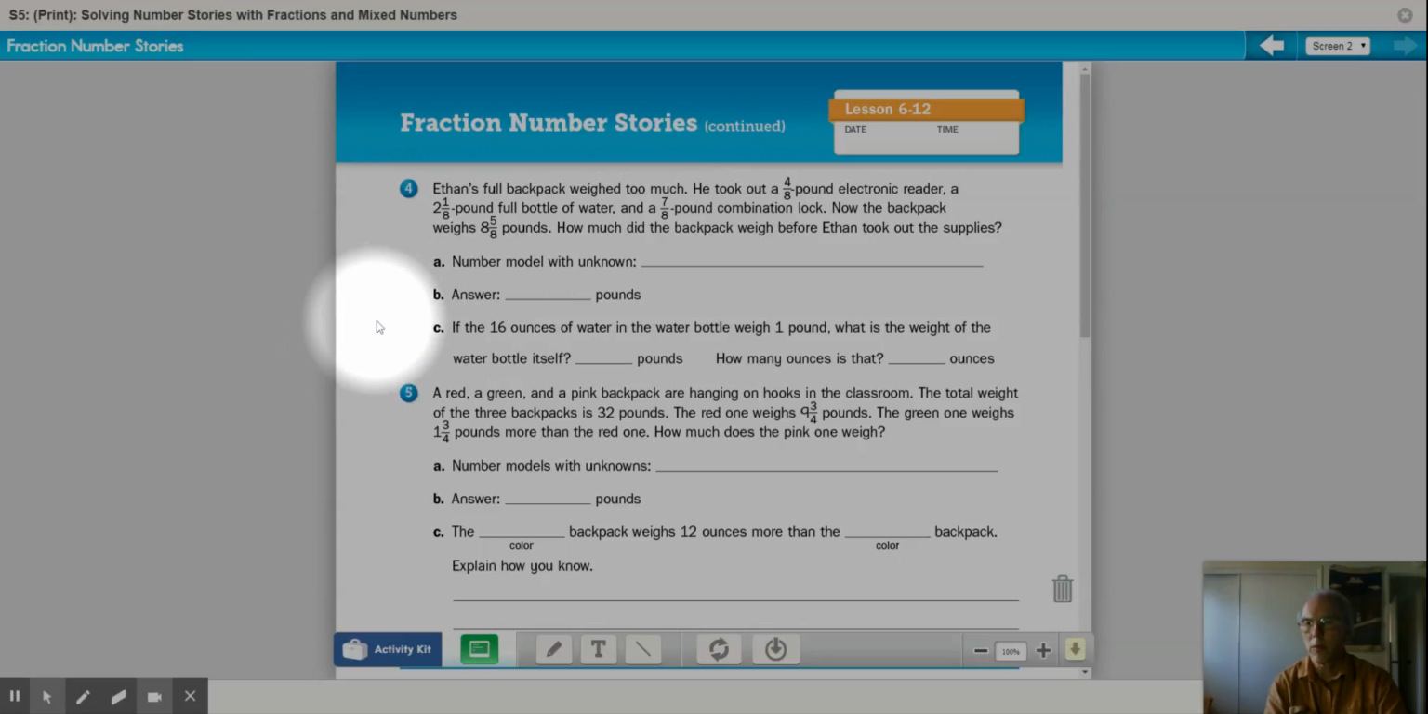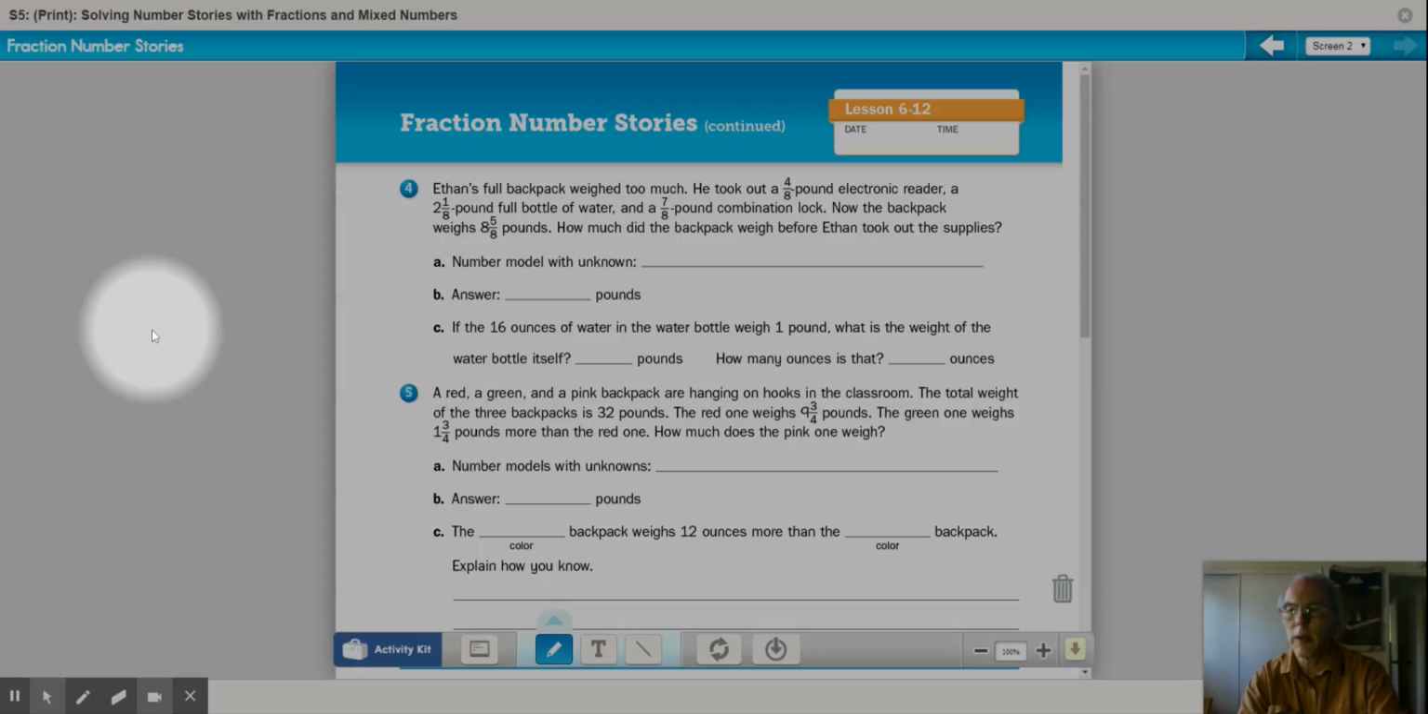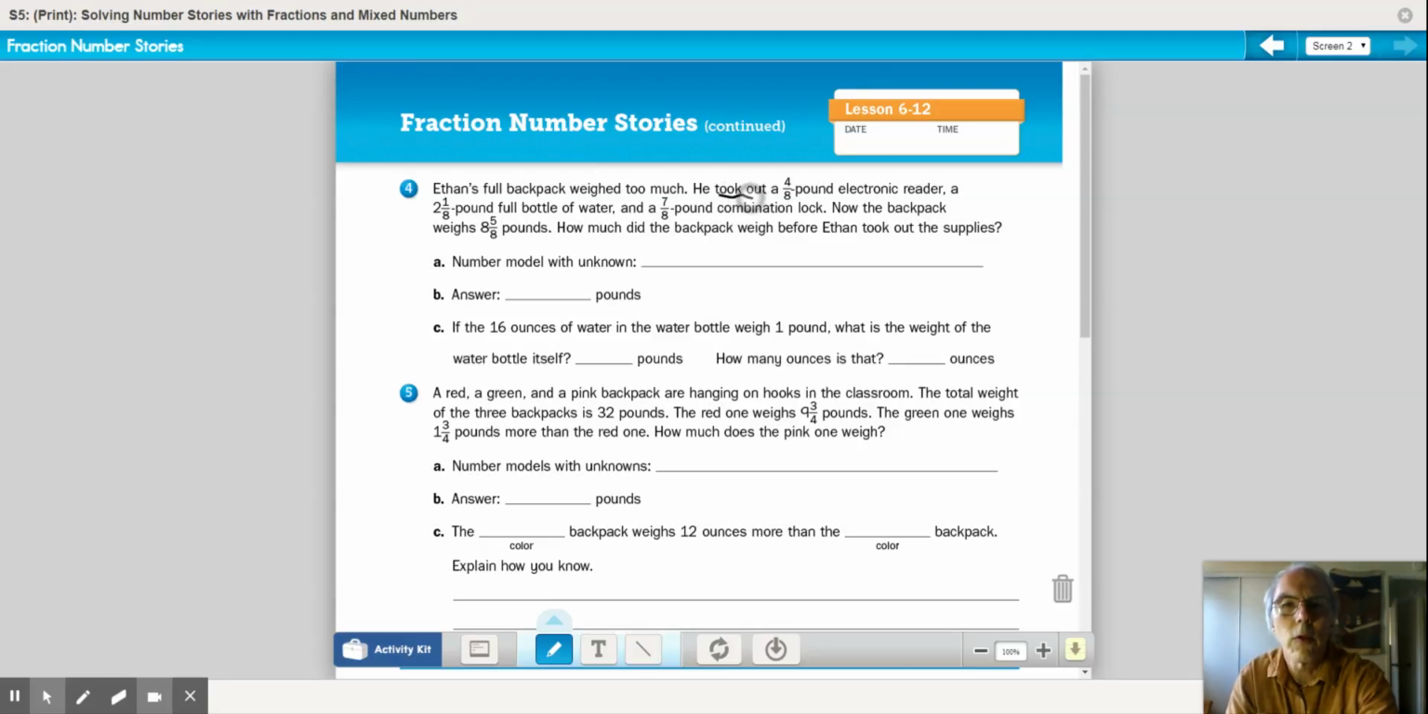Well, let's get our little marker here and recognize some important information. So first off, he took out, so that's a key term, took out, and he took out 4/8 of a pound. He took out 2 1/8 of a pound, and he also took out 7/8 of a pound. Now it weighs 8 5/8. So that's what it weighs now. Okay, and then of course the question is, how much did the backpack weigh before Ethan took out the supplies?